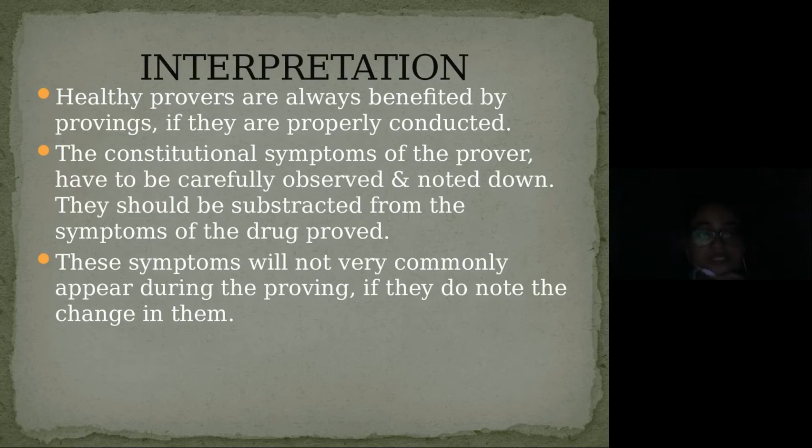The constitutional symptoms of the prover, we have to first observe and note down before administering the remedy. What are the constitutional symptoms he already has before administering the remedy? Then they should be subtracted from the symptoms of the drug proved. We have a drug picture, so we just subtract those constitutional symptoms which the prover already has from the drug picture or the drug symptoms that we administer.